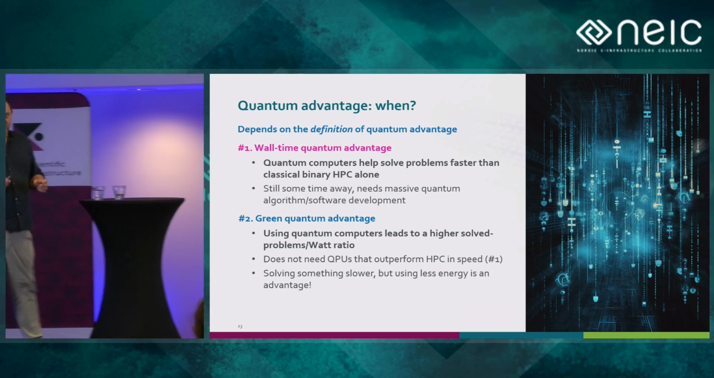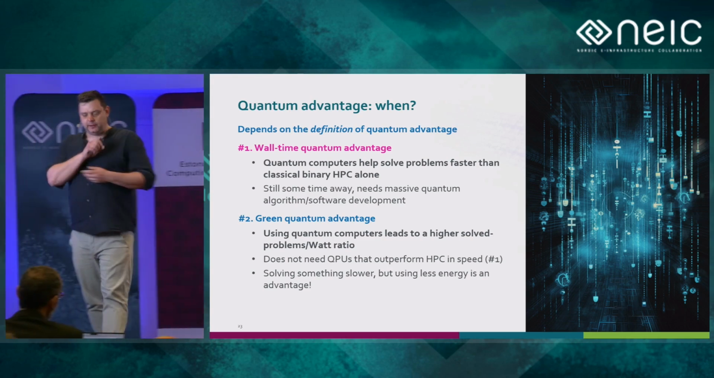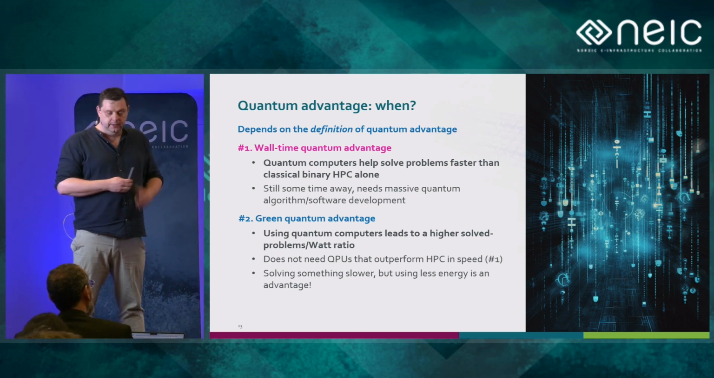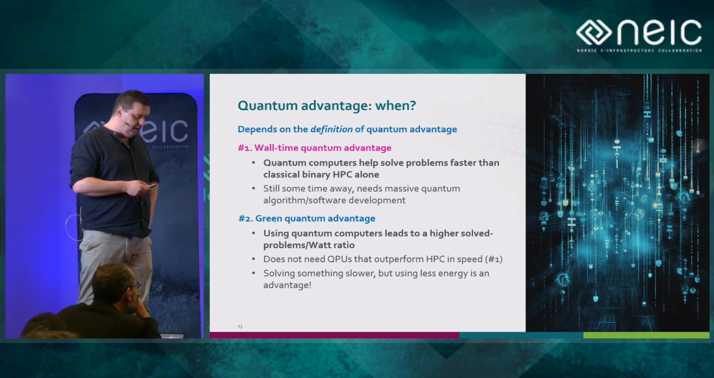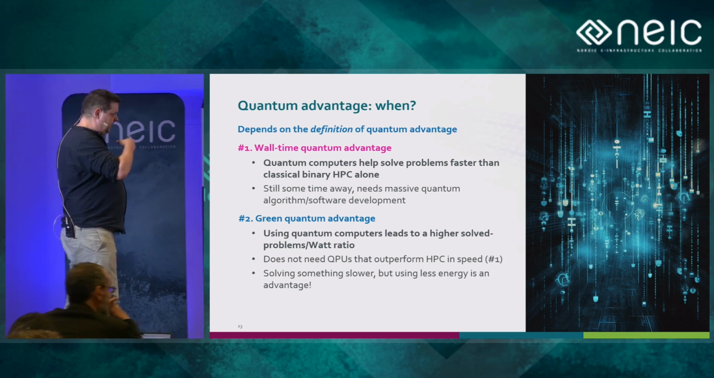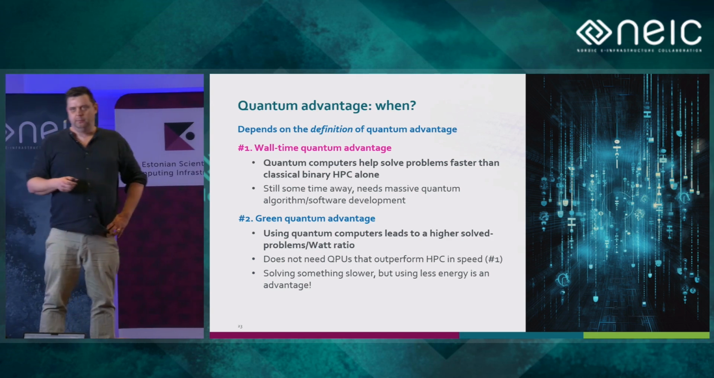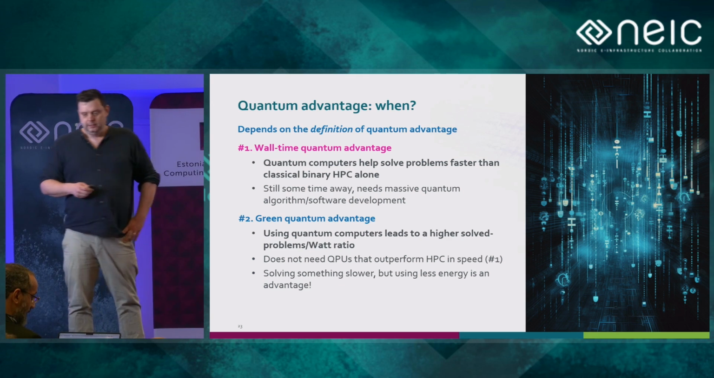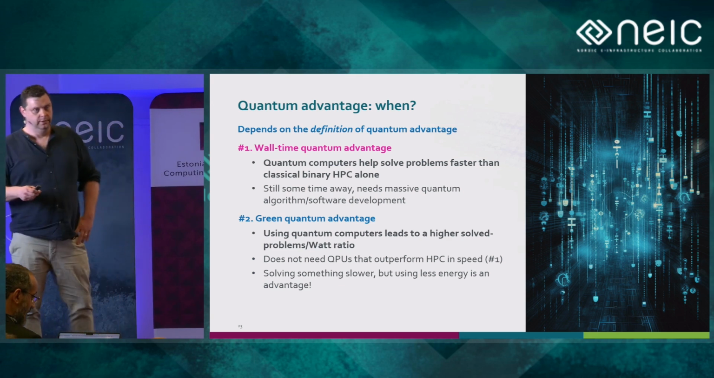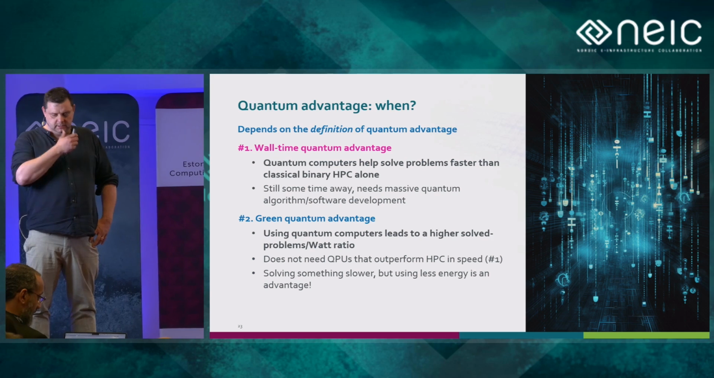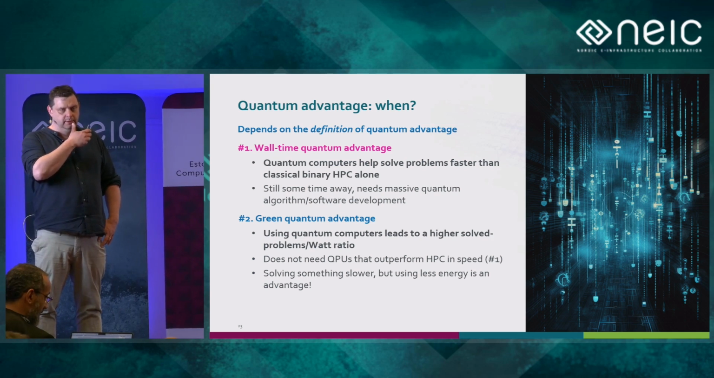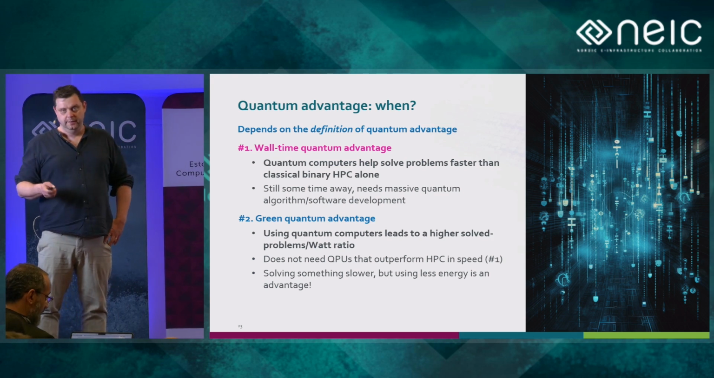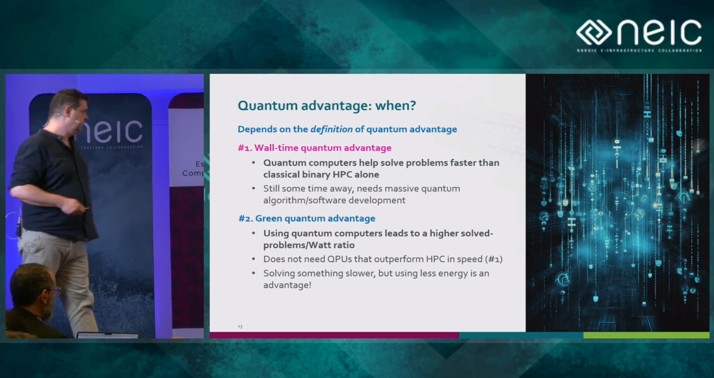So when can we expect to have this? And well, that depends on the definition of quantum advantage. The usual one is this wall-time quantum advantage, number one, I marked it here, which means that quantum computers help solve problems faster than one could do if I would use just classical binary computers alone. And this is still some time away. It needs massive development, both on hardware side, but also on the algorithm and software side. So we are not there yet.